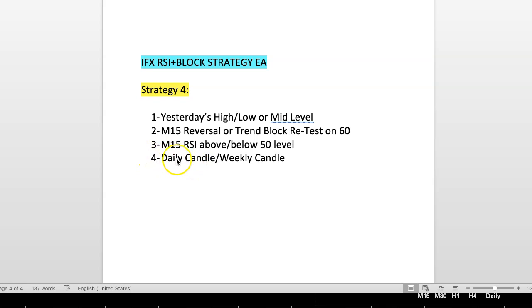which again, this is an option. It's really optional. It's up to you. Just have to be careful not to let the EA do all the work. If you need to, really work along with the EA. So this is a very open strategy, but you have to choose either yesterday's high or mid-level. What type of block do you want to trade? And that's pretty much it.